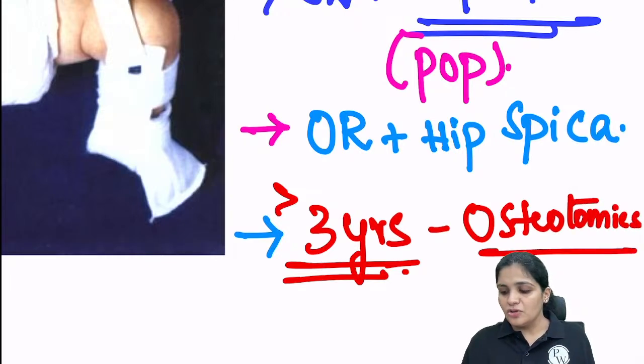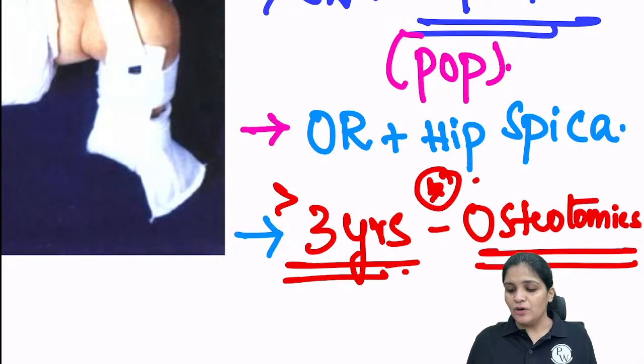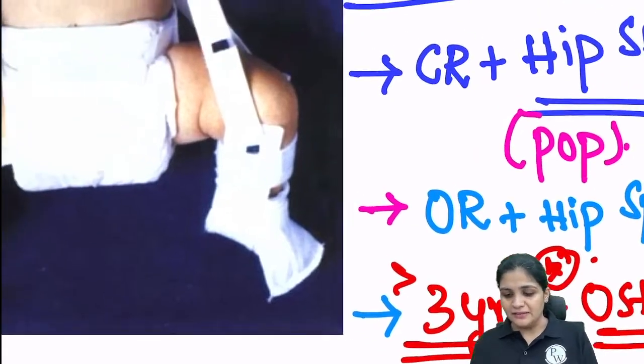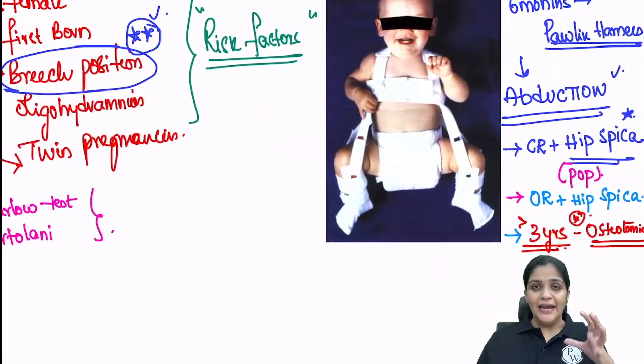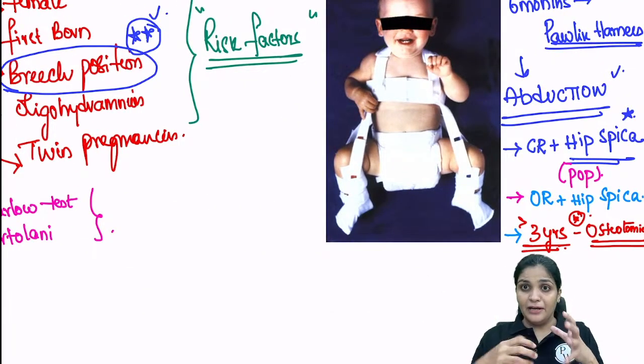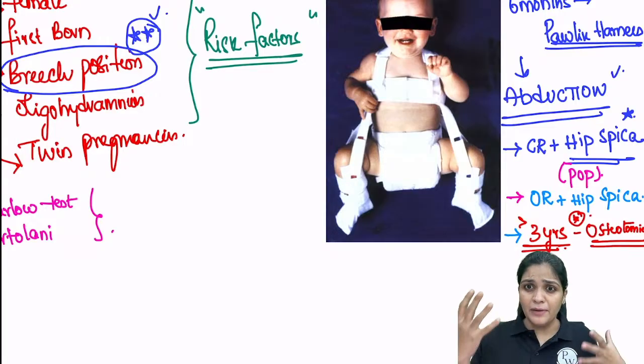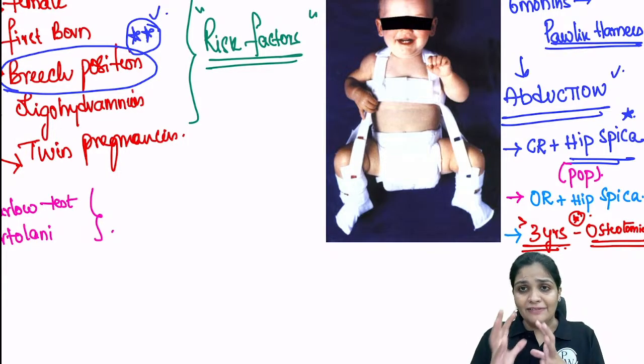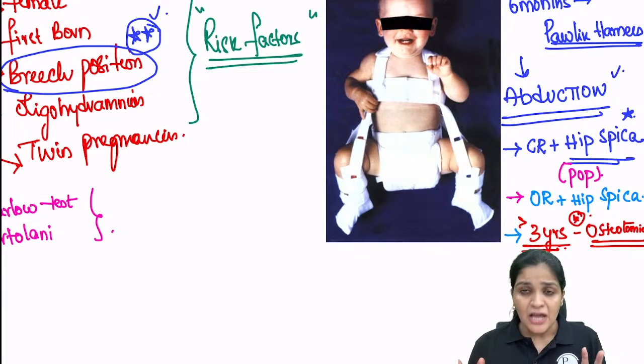So there are various osteotomies. What are the various osteotomies? Osteotomy is nothing but, now what happened? Now the head is completely outside the acetabulum. And if you see, after 3 years, the baby has already been walking, and all the development has been completed. Right. So now what do you do?